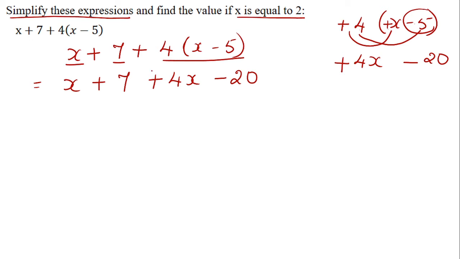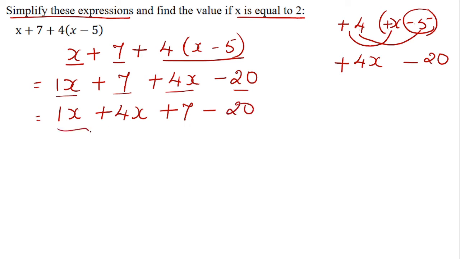Now write the like terms. If there is no number, what did I say? It is 1. Okay, so write the like terms together. 1x plus 4x plus 7 minus 20. Let us further simplify this.